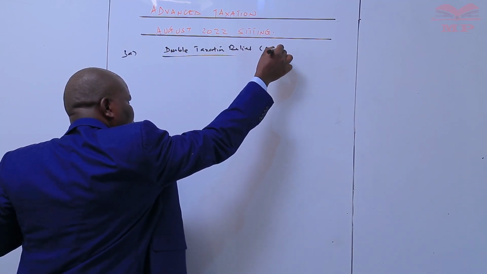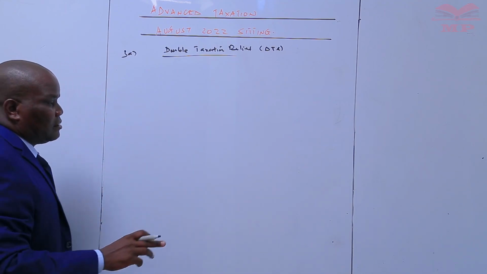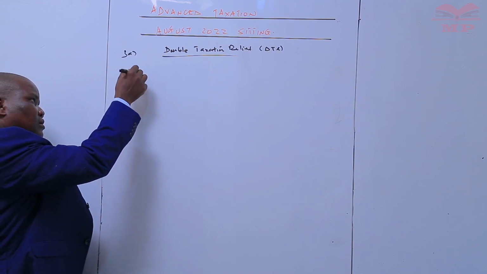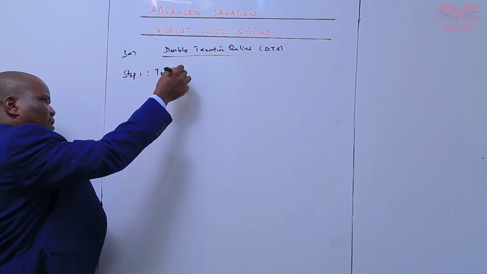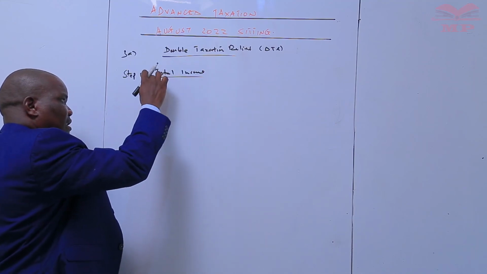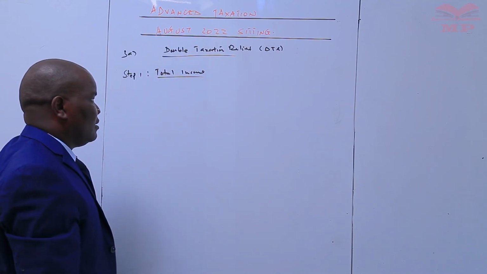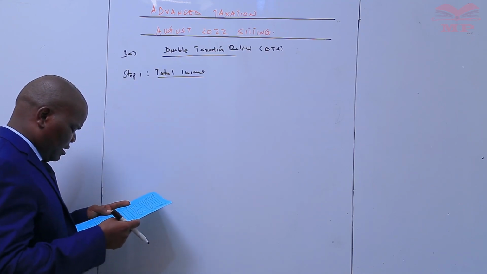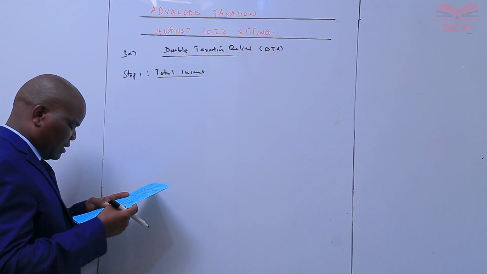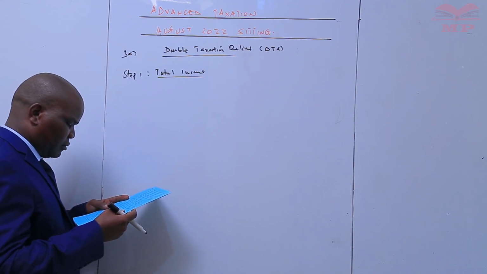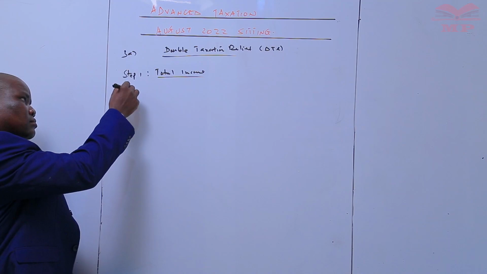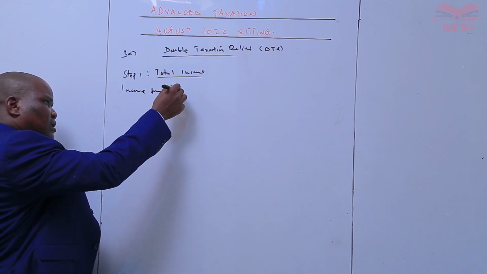Double taxation relief, DTR, is computed in about 5 steps. Step 1 is to compute the taxpayer's total income. Total income in this case means income earned from the foreign country and income earned from Kenya put together. So let's begin. 1, we are told he had employment income of £30,000 from United Kingdom. Pay deducted was £4,200. So we are saying here income from United Kingdom.